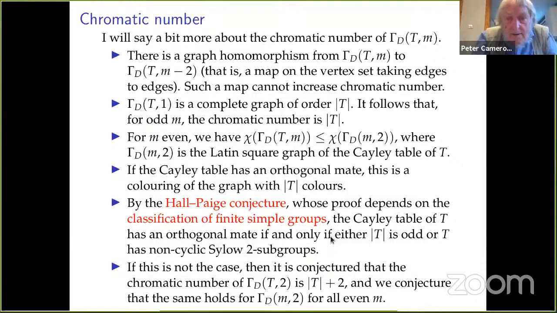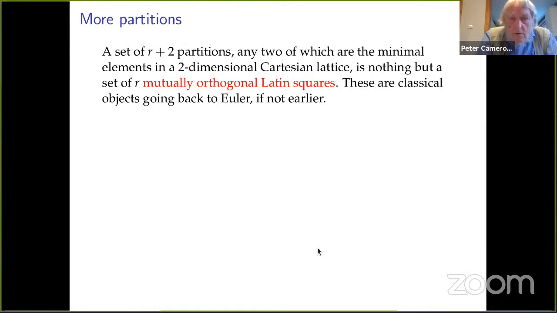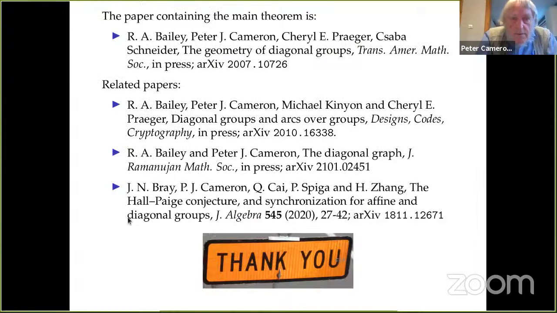They dealt with a few cases. It's now been completely proved. And if you go to this reference, this one has actually been published. It was in the Journal of Algebra last year. So that is the proof. It contains the last step in the proof of the Hall-Paige conjecture. All this was done in 2009, but the proof was not published then. It was done by John Bray.